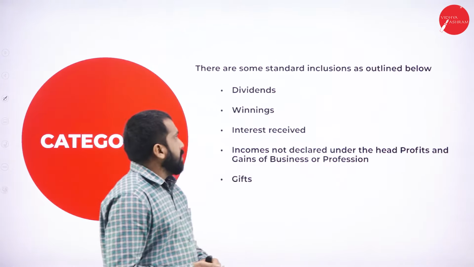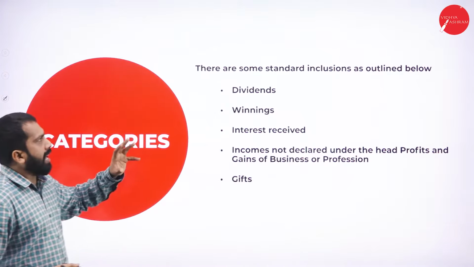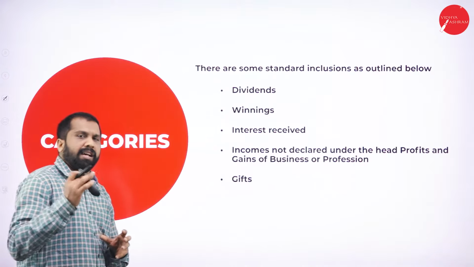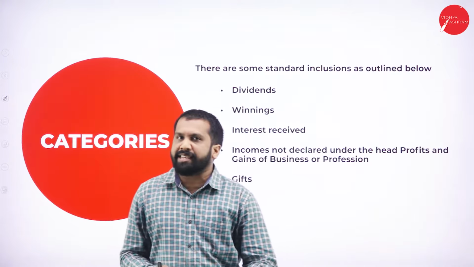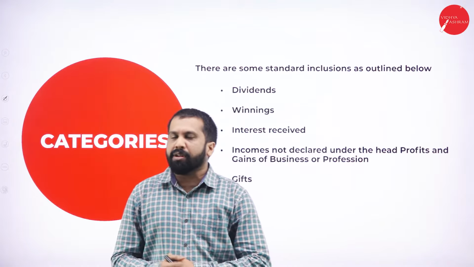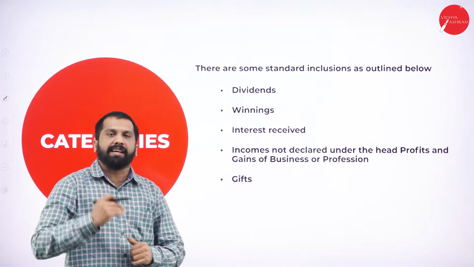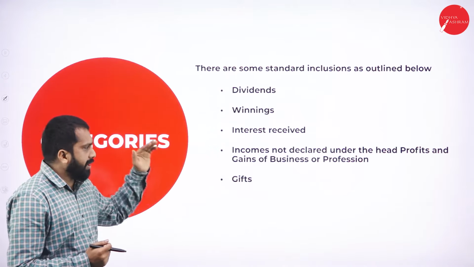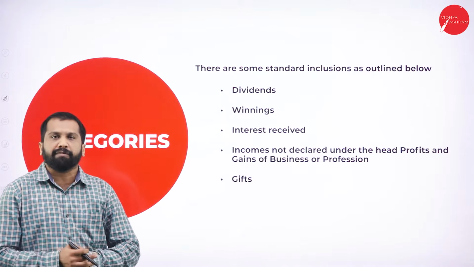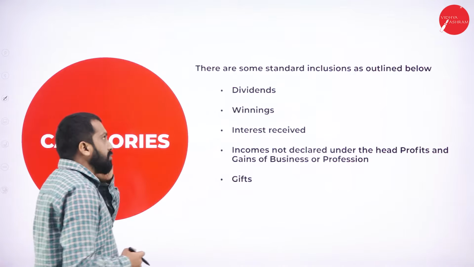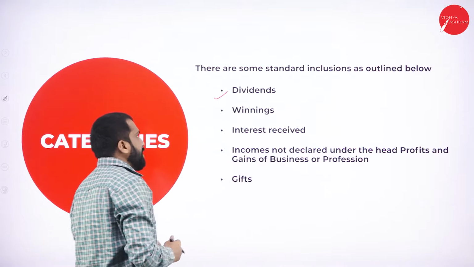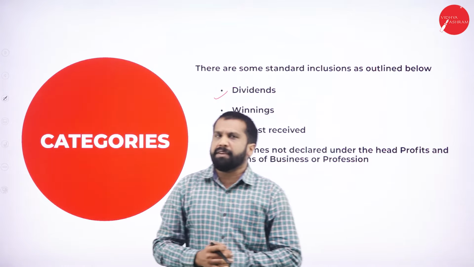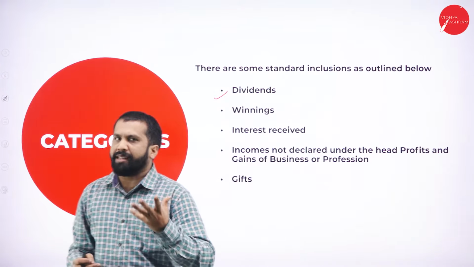Next topic: there are some standard inclusions as outlined below. There are a few items which are called income from other source. I told you we are supposed to write any 10 items which come under income from other source. We'll not go through everything, just 4 or 5 items. First one, dividend. Dividend comes under income from other source.